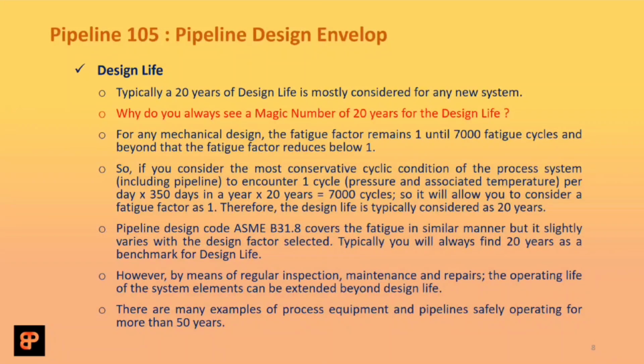There are many examples of process equipment and pipelines safely operating beyond the design life of 20 years. In many cases, they have crossed 50 years. There are so many examples available. You might need to do regular inspection and repairs. Sometimes you need to replace certain sections of the pipeline which are corroding heavily. But by doing such localized work, by taking regular shutdown windows and doing such maintenance and repairs, you can extend the life to much longer than the original design life of 20 years. So it's very important.